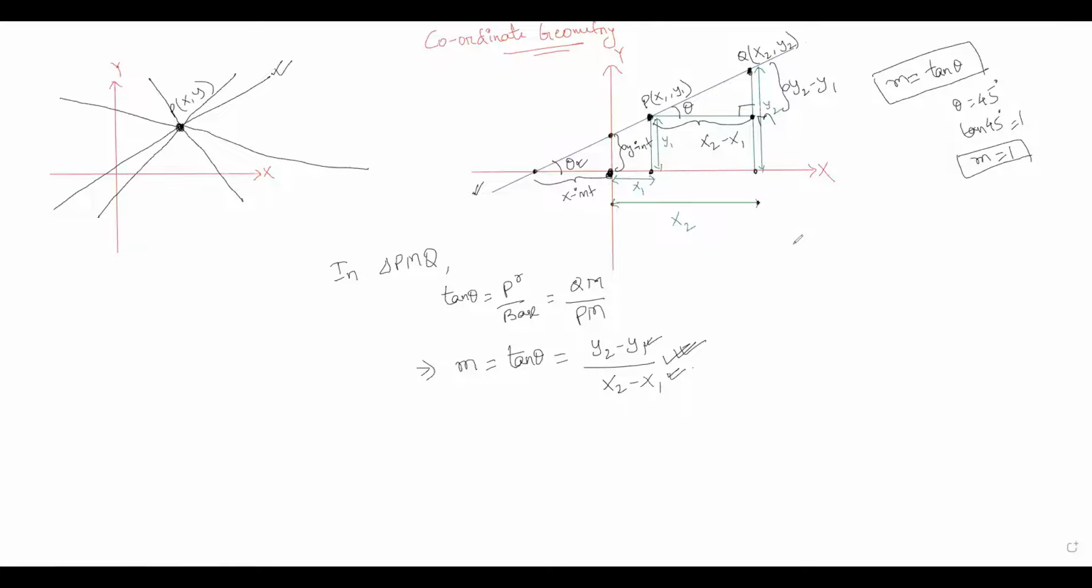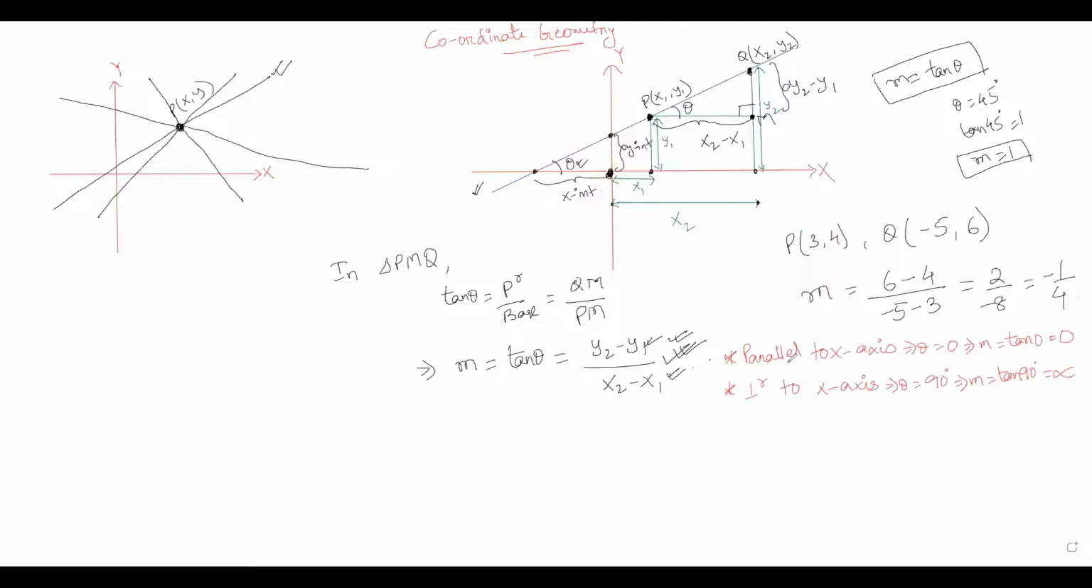So if I have 2 points, say P 3, 4 and Q say -5, 6, in that case, the slope of the line passing through these 2 points can be written as simply 6 minus 4 upon -5 minus 3. So this would be 2 upon -8. So that would be -1 by 4. So simply using this, we can find the slope of a line passing through 2 points.